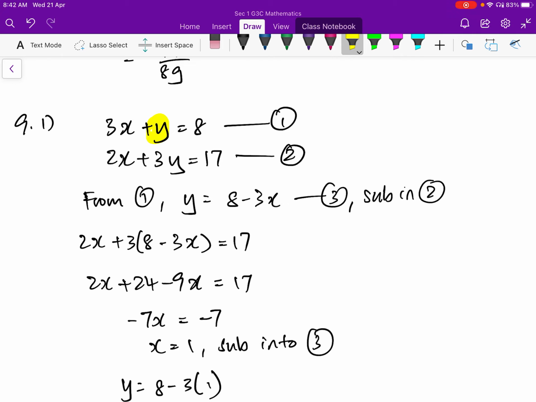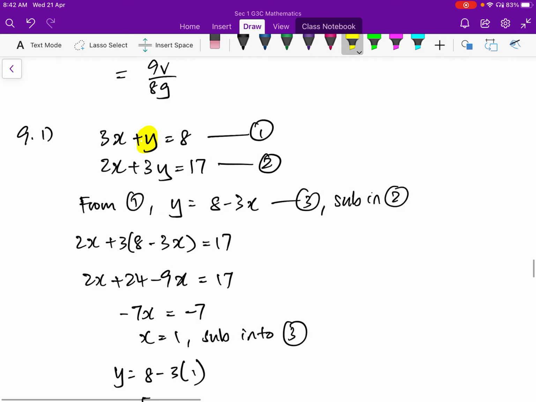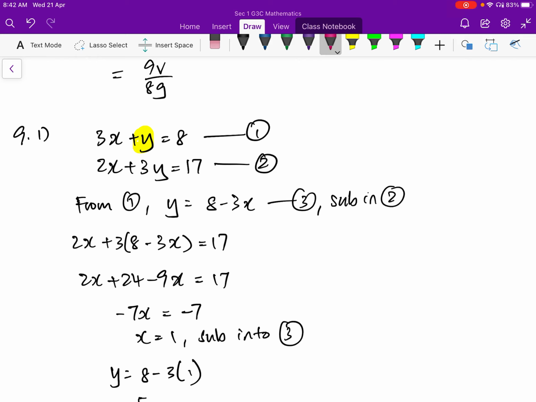We want to use that because we want to make something the subject. You need to make either x or y the subject for substitution. And we always go around searching for the variable that has coefficient 1 so that we save some effort on our end. No need to go and divide. Imagine if you chose, let's say, equation 2 from number 2. Then you try and make x the subject. 2x equals to 17 minus 3y. x equals to 17 minus 3y over 2.